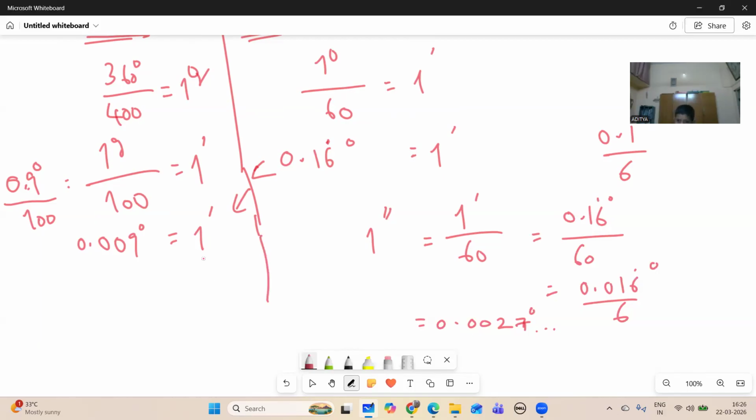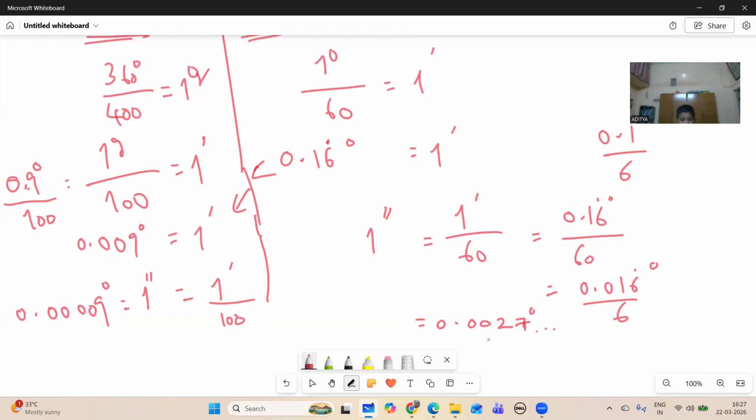How about here? This is 1 minute, and this is subdivided into 100 equal parts to give us 1 second. So you divide this by 100, you will get 0.00009 degrees. So 1 minute is subdivided into 100 equal parts. Each is called 1 second. So this is divided by 100, so the point shifts to the left by 2 more digits. Instead of 0.009, it becomes 0.409. These many degrees.